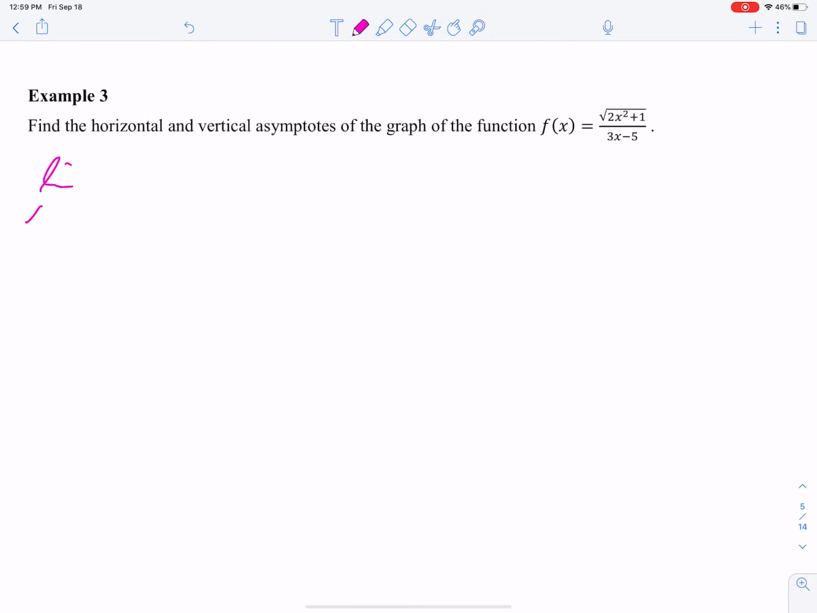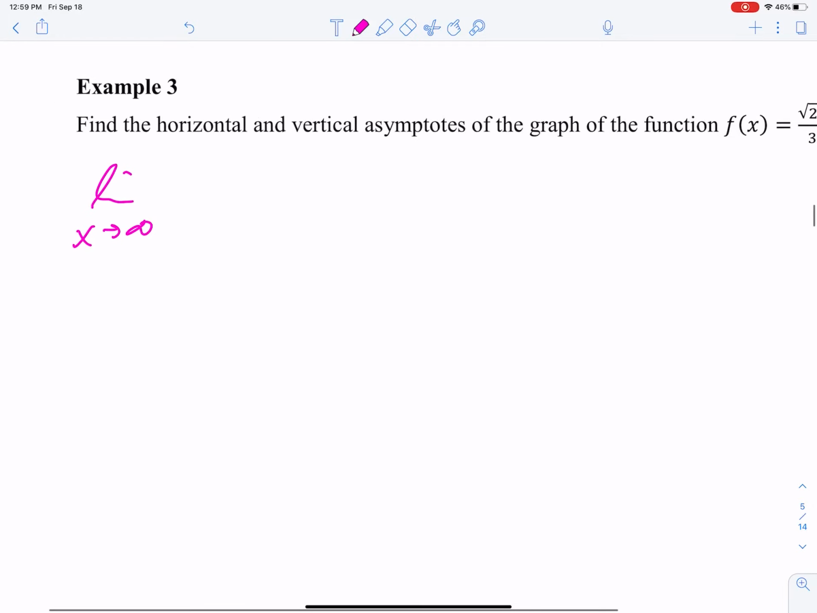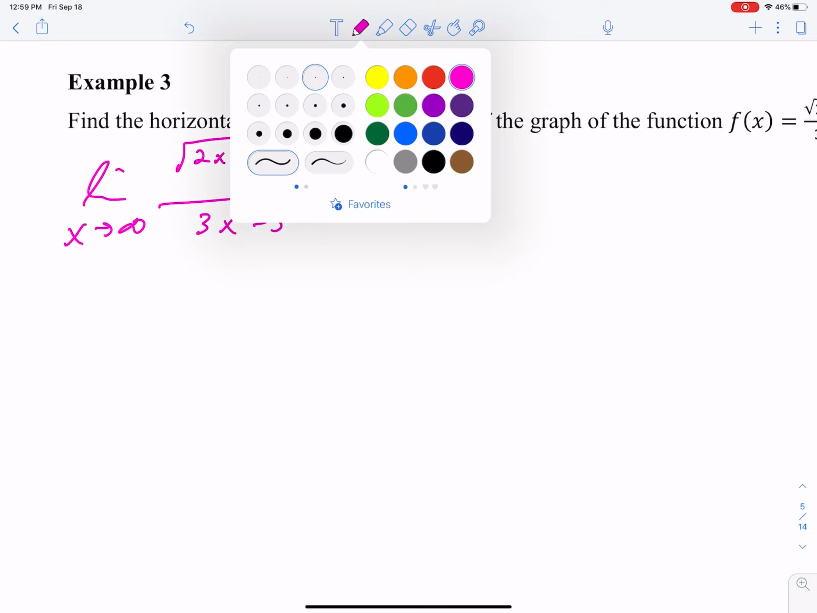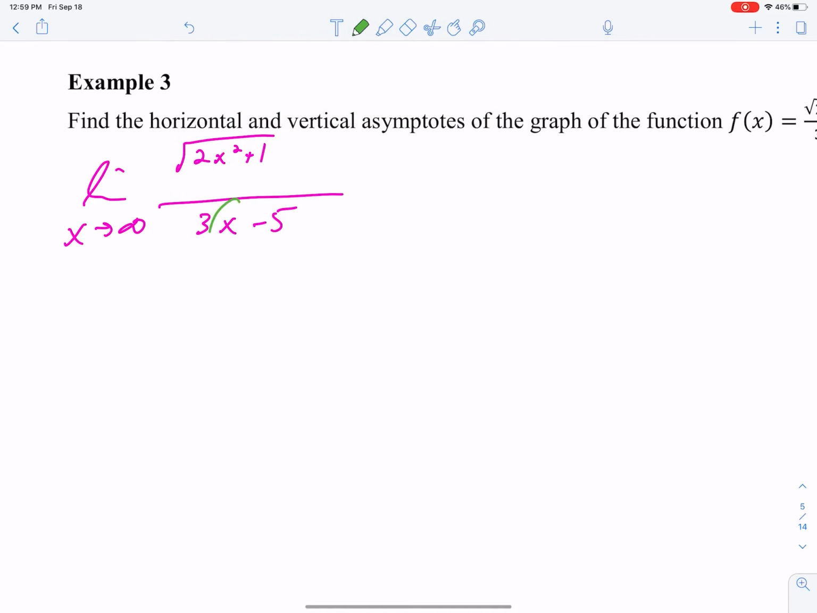All right, so limit as x approaches infinity. Now I'm going to give myself some room here. This is radical 2x squared plus 1, over 3x minus 5. I give myself some room because we're going to end up dividing here. Remember the rule: we're going to find the variable in the denominator with the highest exponent. It has to be the denominator. In this case, it's just plain old x. So we're going to divide everything by x. Now notice how I wrote the numerator differently than the denominator here. You'll see why in a minute.